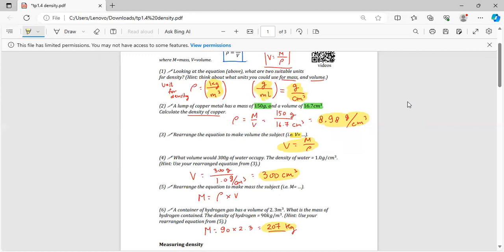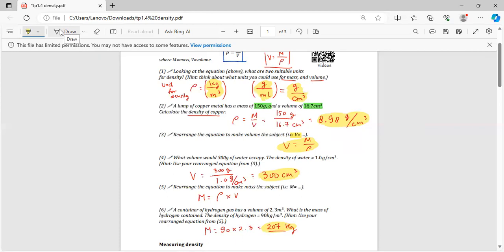Is there anything you want to ask, Sasha, so far? What do you use to measure density? I know it's not really in the worksheet, but what do you use to measure density?